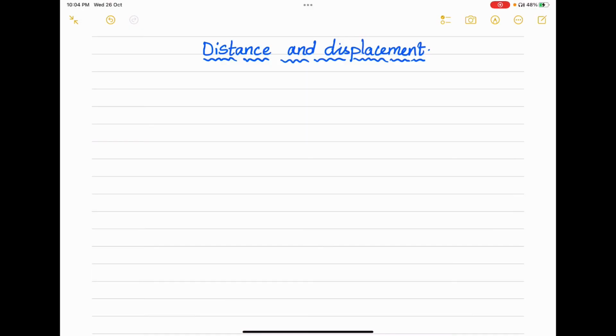Hello everyone. As we have seen in our previous video about distance and displacement introduction in detail, we have seen units, its definition, and what kind of a quantity it is. Both we have seen in our previous video. So in this video, let us see a few characteristics of distance as well as displacement.